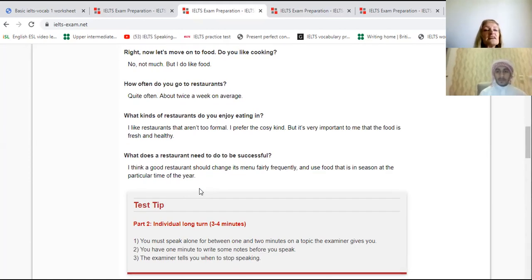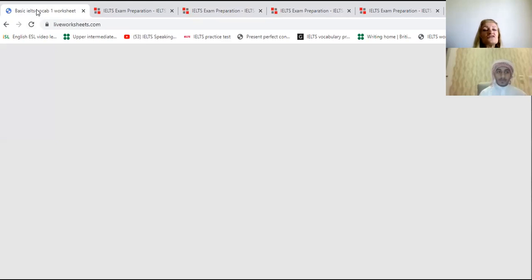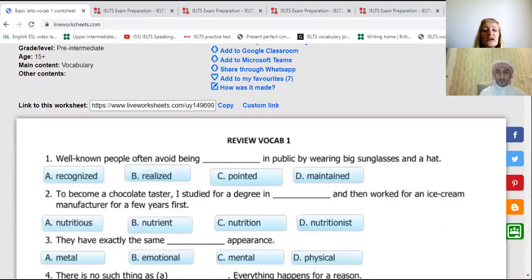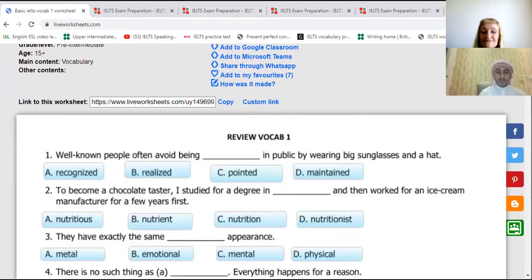Now I think we just have time to go on and do this grammar sheet here. Do you still see the screen with me, Omar? Yes, I see the screen. We're going to do some vocabulary, vocab for short. The sentence says, number one, and we're going to choose A, B, C, or D. Well-known people often avoid being in public by wearing big sunglasses.